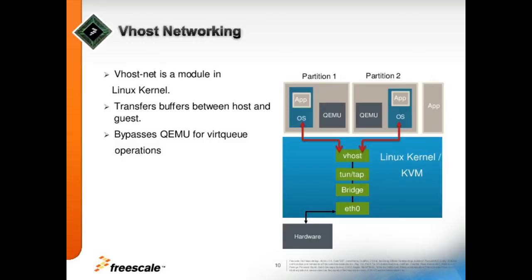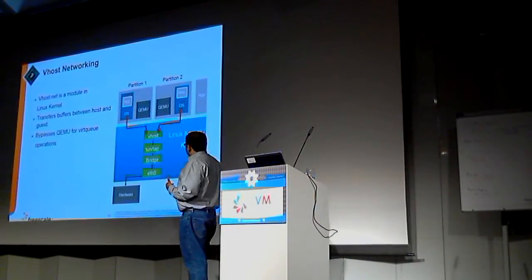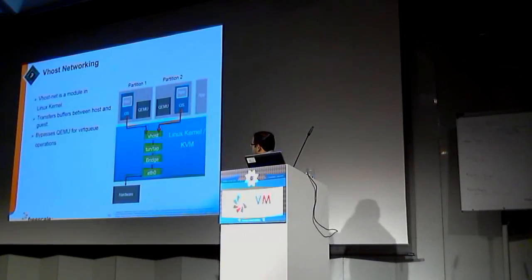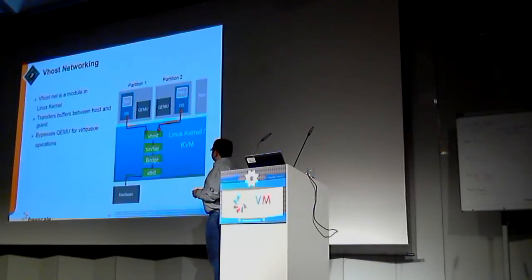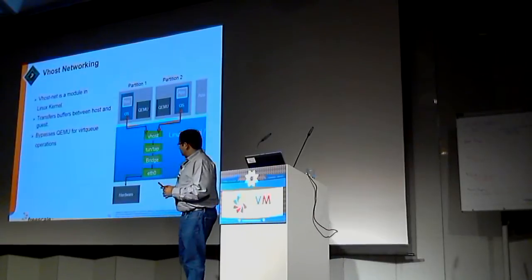With Vhost-net, we avoid the overhead of QEMU processing by emulating the networking functionality through Vhost-net running in the host kernel, right? So over here, as we can see, we are bypassing QEMU, and the packet transfer is happening directly from the guest OS to a vhost thread, which is there in the host kernel. So this is more efficient than the VirtIO networking being emulated in QEMU.